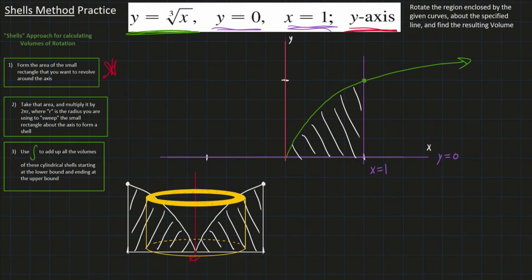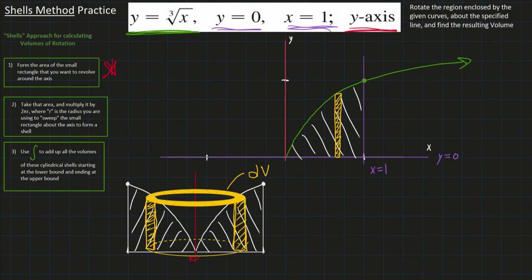And our first step of the shells method is to form the area of one of those rectangles that we use to rotate about our y-axis to make one of those shells. So we take this orange area and rotate it around our y-axis, a complete 360-degree revolution, and that would give us one of our very thin cylindrical shells, whose volume is very small, dV. Alright, so on our main graph, here is one of those tiny rectangles.